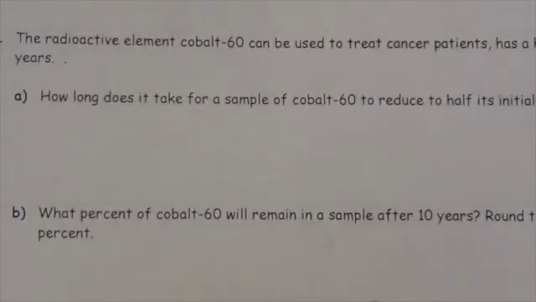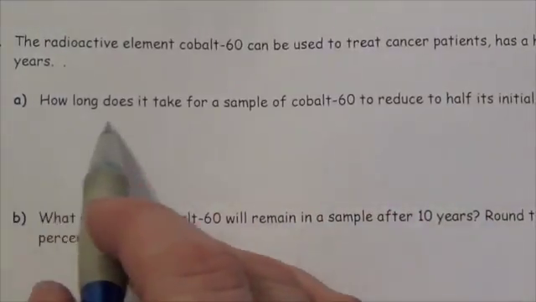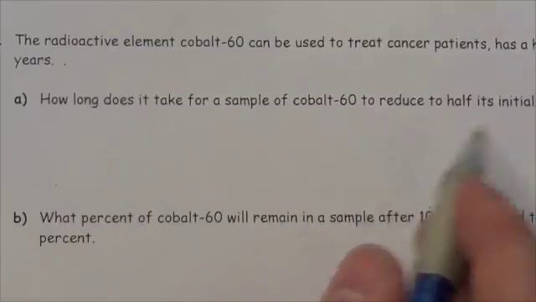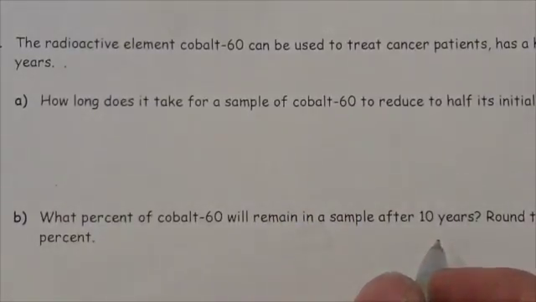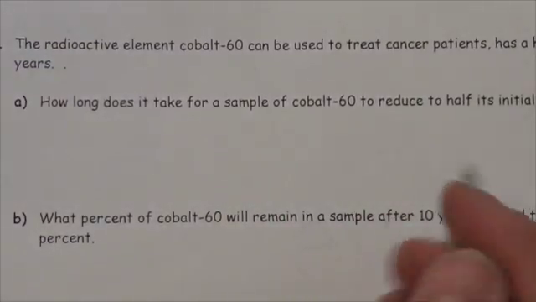Answer the following questions about the radioactive element cobalt-60, which can be used to treat cancer patients. It has a half-life of 5.3 years. This first question is a little bit of a trick question. It says, how long does it take for the sample of cobalt-60 to reduce to half its initial amount? So we'll set this up here and then we'll talk about what the little trick is.